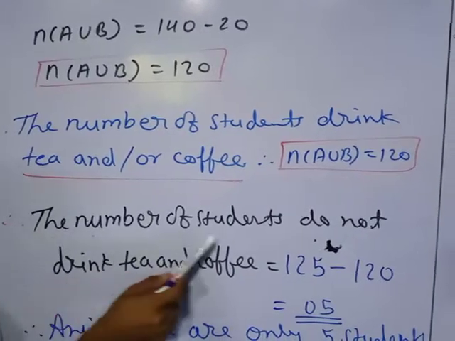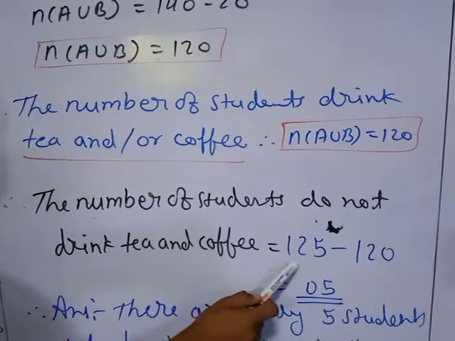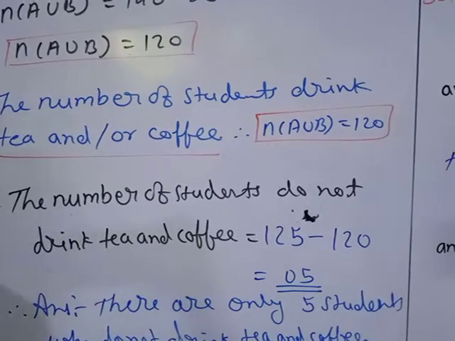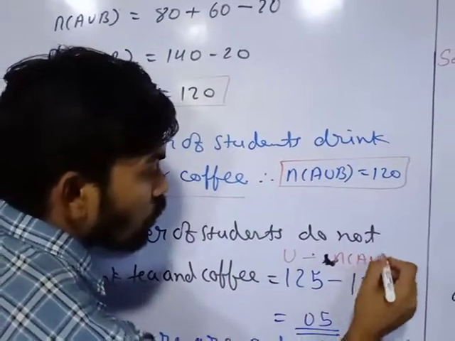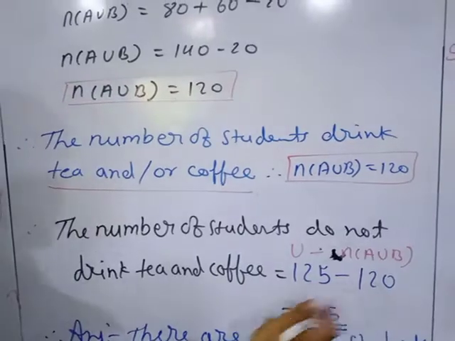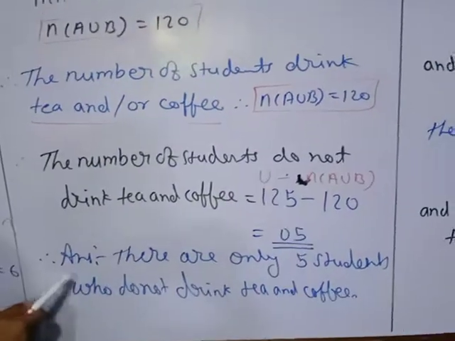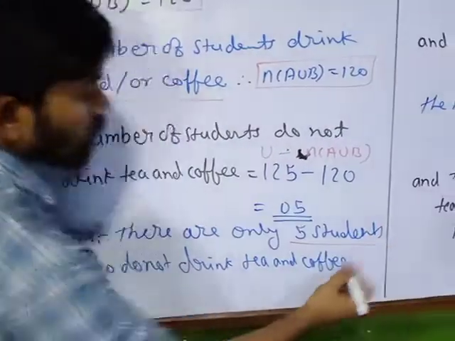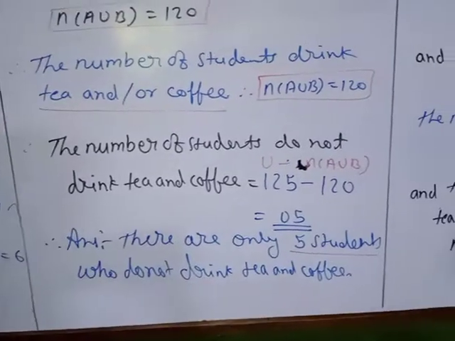Therefore the number of students who do not drink tea and coffee is equal to 125 minus 120, or we can write it as the universal set minus number of A union B. 125 minus 120, we got 5. Therefore the answer: there are only 5 students who do not drink tea and coffee.